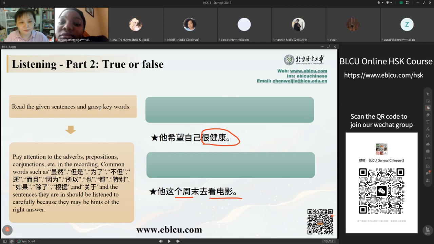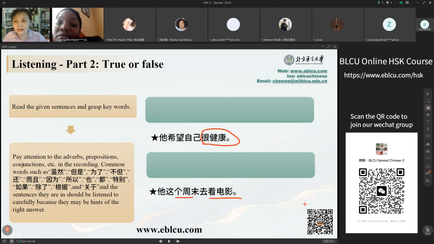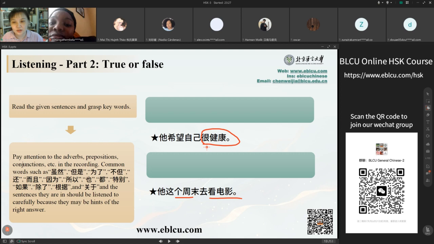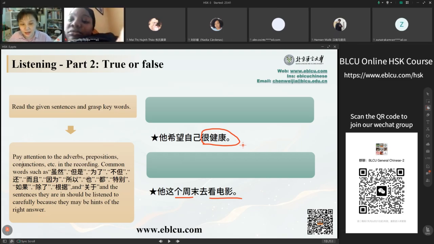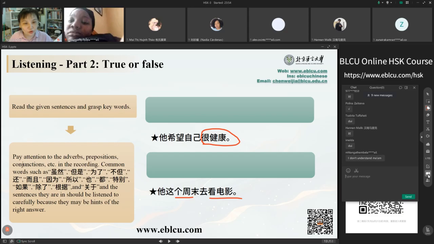First one. 为了让自己更健康，他每天都花1个小时去锻炼身体。他希望自己很健康。Okay, second time. 为了让自己更健康，他每天都花1个小时去锻炼身体。他希望自己很健康。Okay, you can type your answer, true or false?